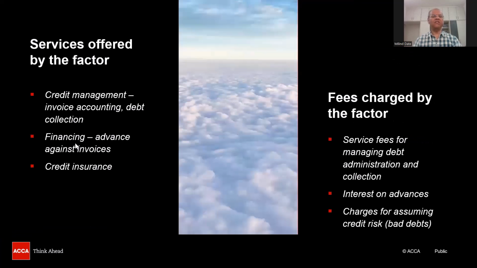So services that are offered by the factor would include the services of credit management. The entire credit management function is sort of handled by this factor, which includes invoice accounting, sales ledger maintenance, debt collection, delinquencies, etc.